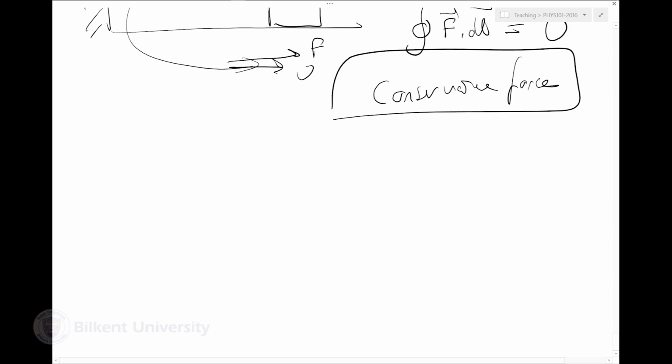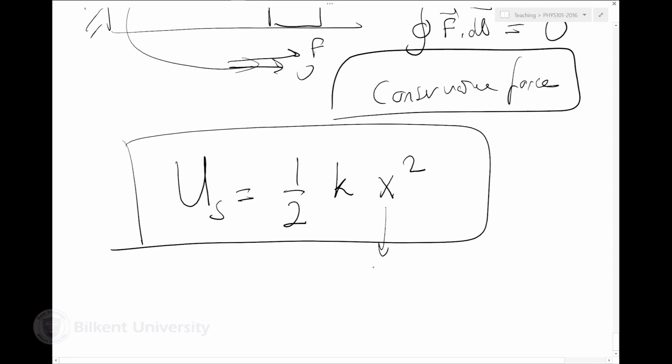Okay. So what would be my potential energy for a spring? U spring. We have calculated the work done by a spring. It was minus 1/2 k x squared. So I'm taking it to the other side of the equation. My potential energy would be 1/2 k times x squared. x is compression or stretching.